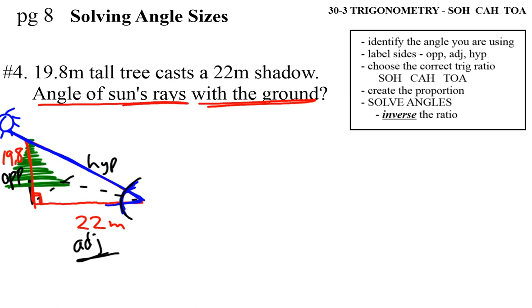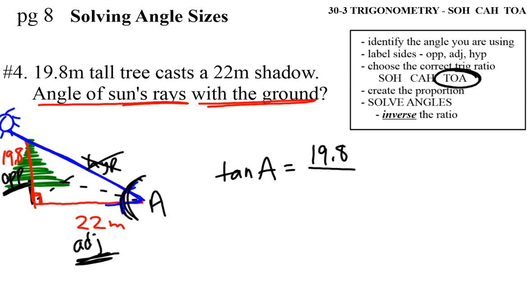Choose it. Well, we have adjacent, we have opposite. Hypotenuse doesn't help us. I'm going to call this angle A for now. What now is opposite and adjacent? Opposite and adjacent is tangent. So the tangent of angle A is opposite 19.8 over adjacent 22. Hypotenuse isn't in here. So there you go. Reference angle. Label the sides. Choose the piece that's not helpful, which then helps you choose your trig ratio. We can set up our proportion.